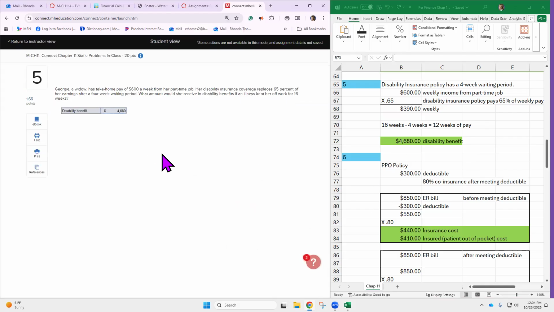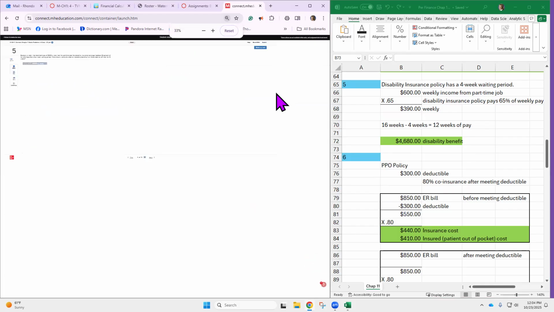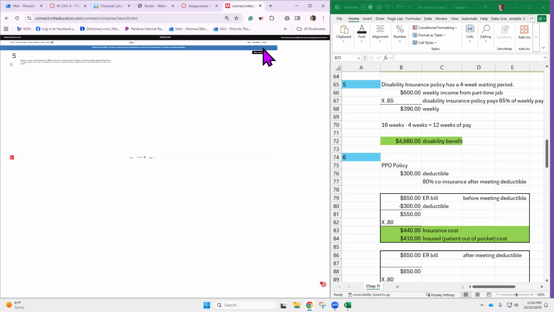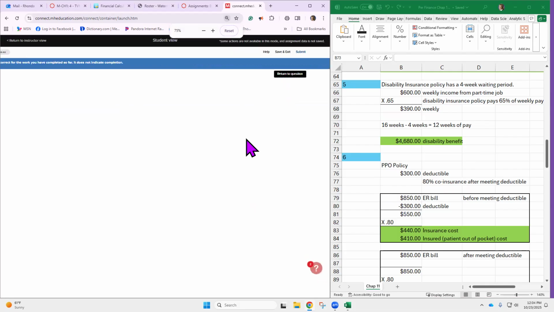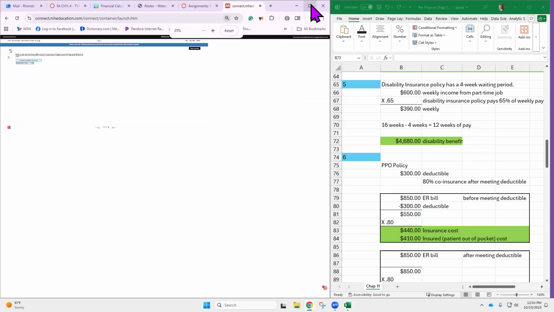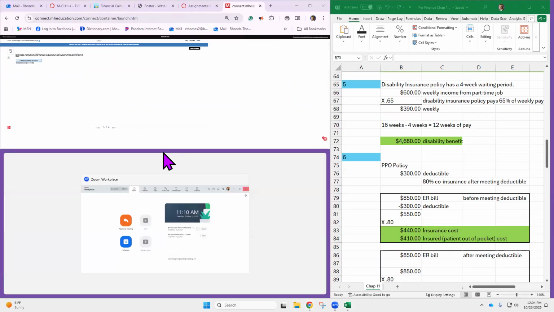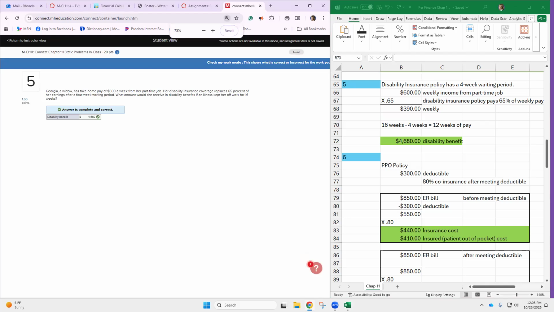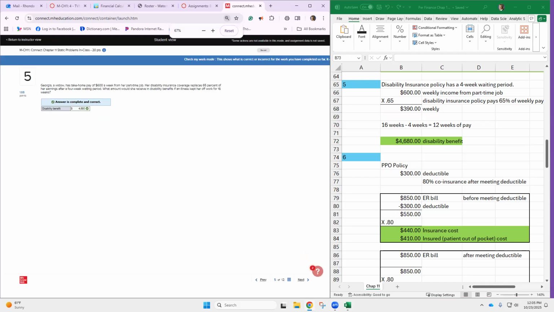All right, so 4,680, is that right? I think so, if I followed it through right. I keep losing my size of this to read, and it's driving me crazy. Wish that it would just stay. All right, let's go to the next one.